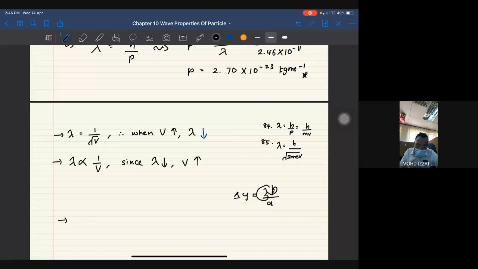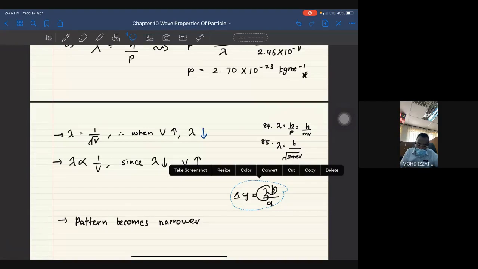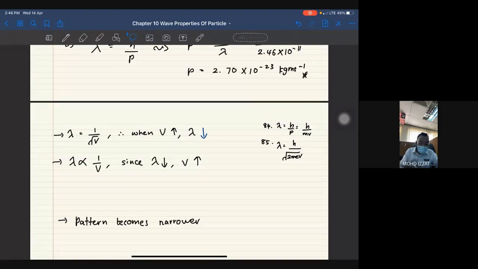The decreasing maksudnya apa? Delta y decreasing, pattern tu becomes narrower ke wider? So the delta y here is actually spacing between the consecutive. Yes. So bukan narrower lah. So delta y tu distance between consecutive bright fringes. So patterns become narrower. Okay, but again, I'm not going to use this formula because that one is from different chapter altogether. But you can read it over here lah.